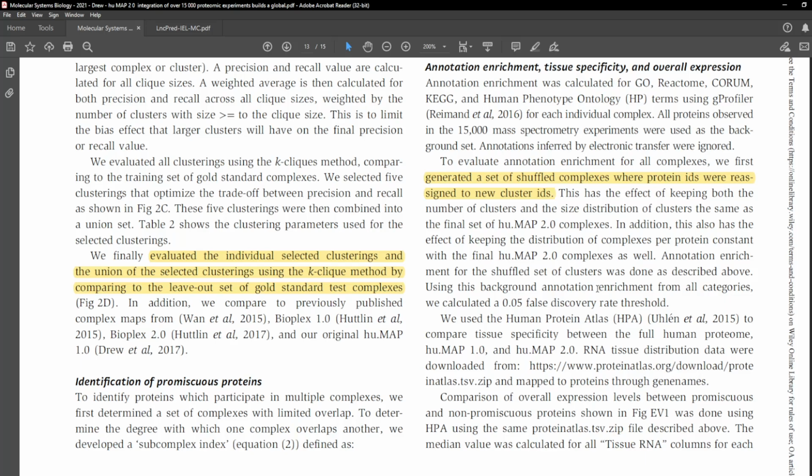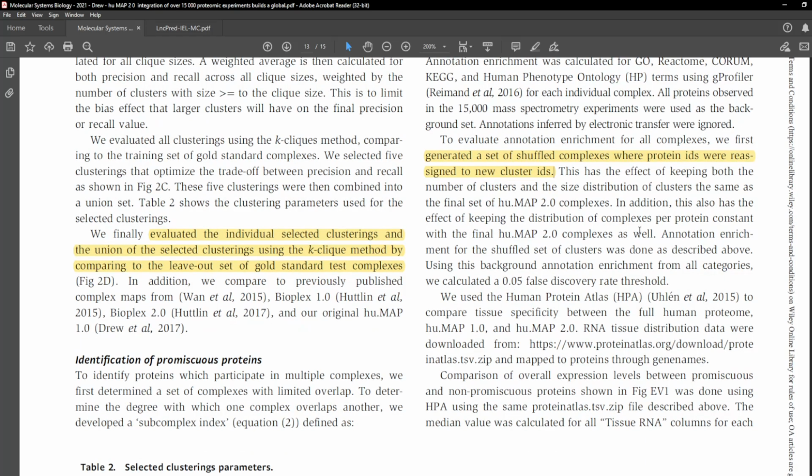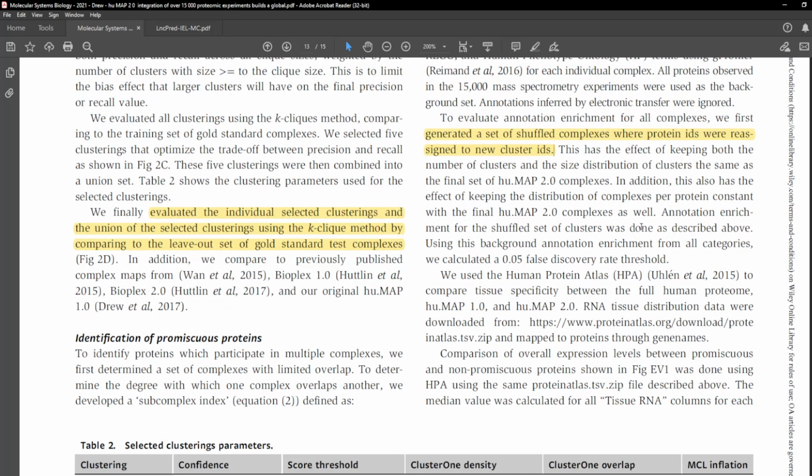We used the Human Protein Atlas, HPA, Uhlen et al., 2015, to compare tissue specificity between the full human proteome, Hu.MAP 1.0, and Hu.MAP 2.0. RNA tissue distribution data were downloaded from https://www.proteinatlas.org/download/proteinatlas.tsv.zip and mapped to proteins through gene names.